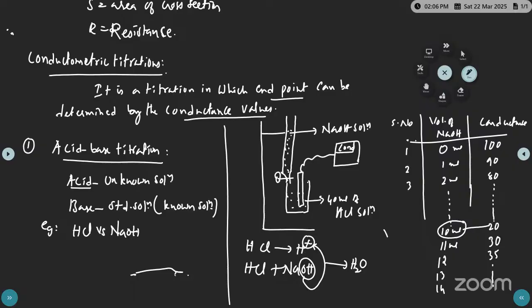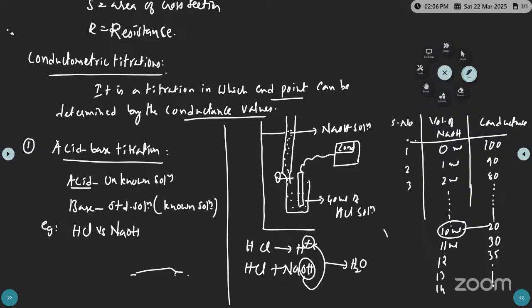అది ఎప్పుడు తెలిసింది మీకు? 10 ml is enough to neutralize the HCl solution అని ఎప్పుడు తెలిసింది? By adding 11th ml. 11th ml యాడ్ చేయగానే తెలిసింది. ఎలా తెలిసింది? Now the conductance values start to increase. Okay, increase అవడం స్టార్ట్ అవుతుంది కాబట్టి, 10 ml is enough to neutralize the HCl solution అని తెలుస్తుంది. ఎందుకు ఇంక్రీజ్ అవుతుంది మరి? 11th ml యాడ్ చేయగానే కండక్టెన్స్ వాల్యూస్ ఎందుకు ఇంక్రీజ్ అవుతాయి?